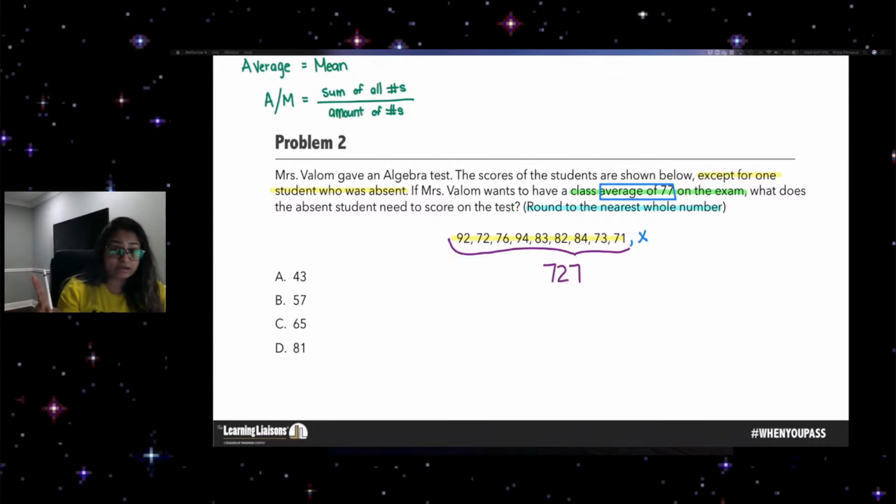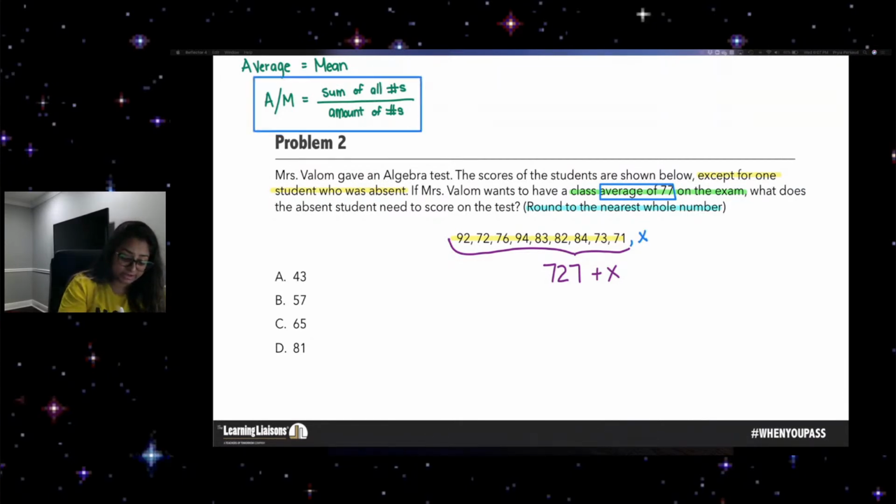But don't forget, that's of the students that took the exam. We're still missing that X that we wrote, that student that was absent. So we're going to have 727 plus X, that missing student, right? Because we need to know what they need on the test in order to have a total of 77 as an average. So now let's go back to those words that we wrote out earlier, and let's put our numbers in there.